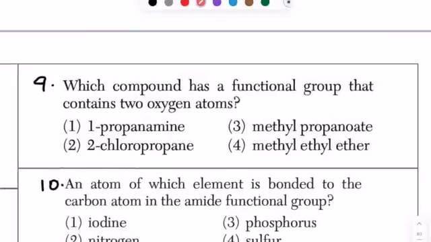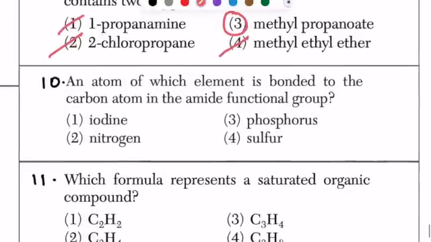Which compound has a functional group that contains 2 oxygen atoms? Our options are amine, chloropropane, which is just a halide, so that cannot have oxygens. Then we have an ester, and then we have an ether. An amine does not have any oxygens. It just has a nitrogen, and so that is not your answer. The ester does have 2 oxygens, one that is double bonded, the other that is single bonded, and ether only has 1 oxygen, so that is not your answer.